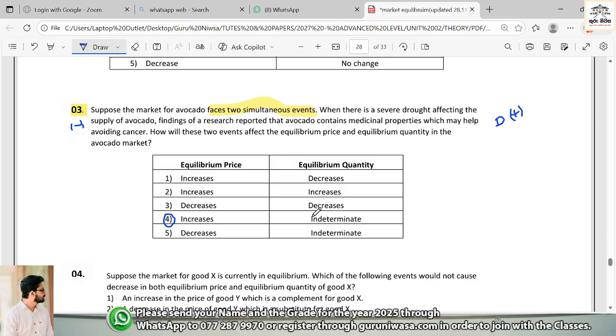If the demand curve shifts more to the right, equilibrium quantity will increase. If the supply curve shifts more to the left, equilibrium price will decrease. Sorry, equilibrium quantity will decrease. Did you get the point? If demand and supply both change by the same percentage, equilibrium quantity won't change.